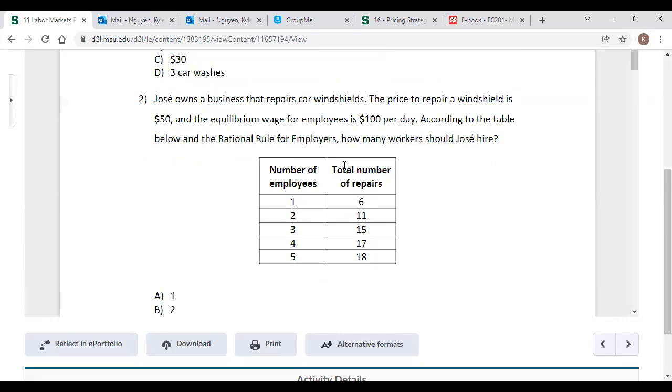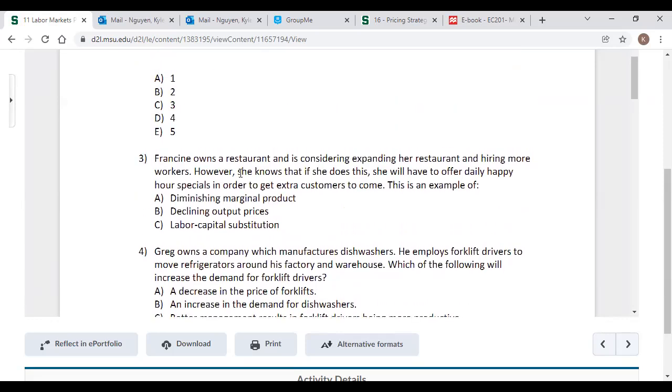And let's look at our problem. What's going on here? She knows that if she does this, she will have to offer daily happy hour specials in order to get extra customers to come. Obviously, that's not what's happening right now. She's not making less from each employee. In fact, this isn't even something related to her employees, aside from the fact she needs to hire more workers. So we know A is not correct because it's a different type of problem. It's not about diminishing marginal product. Are there any questions about that?